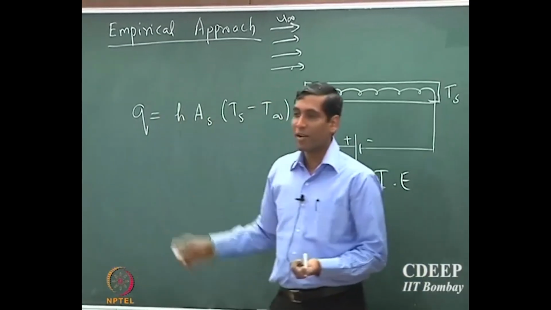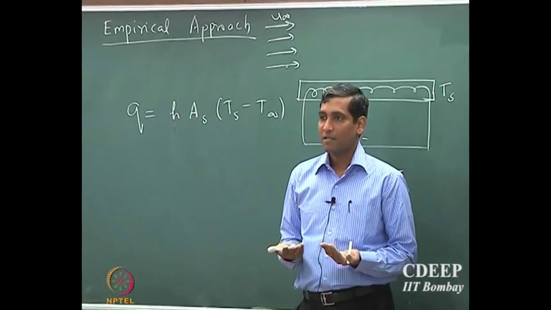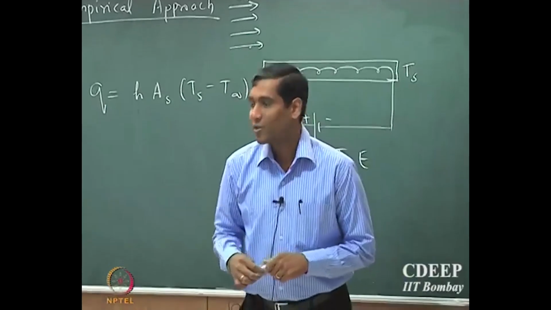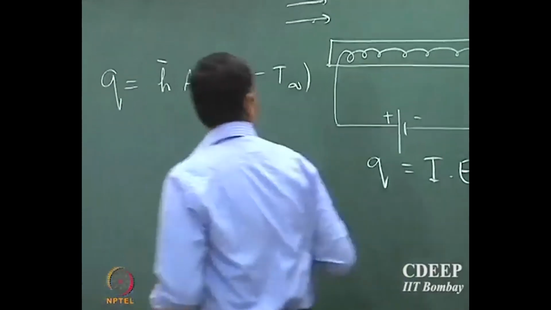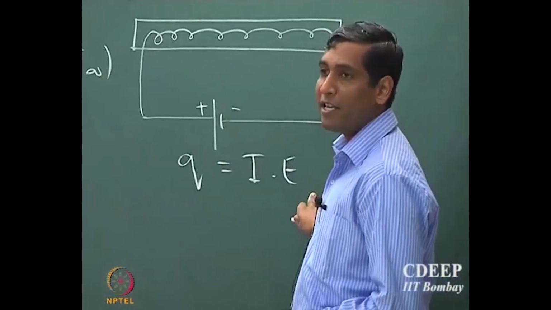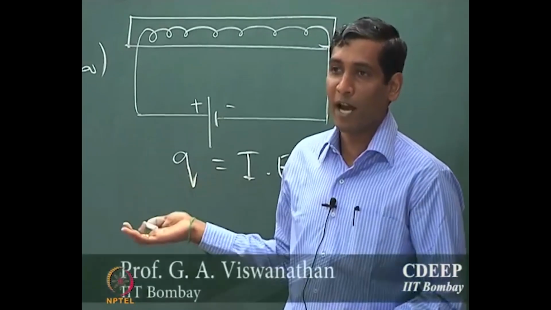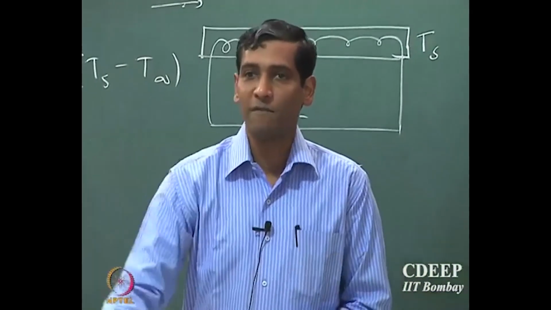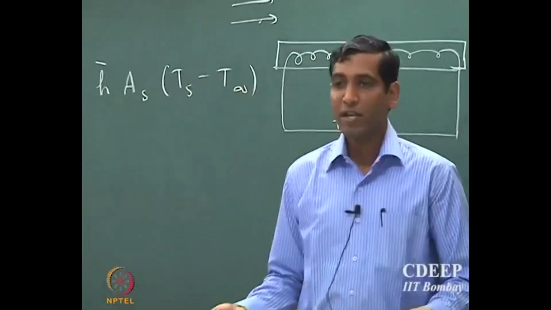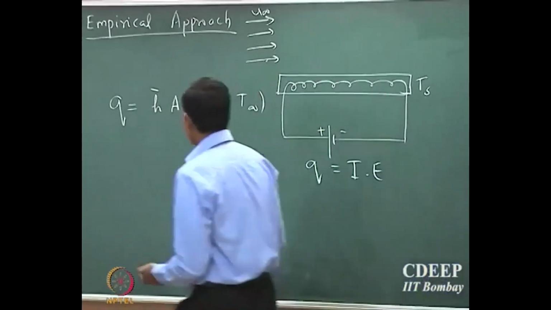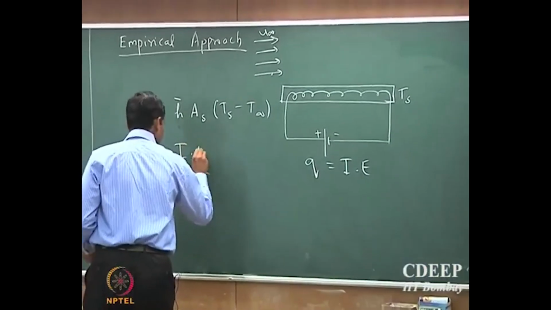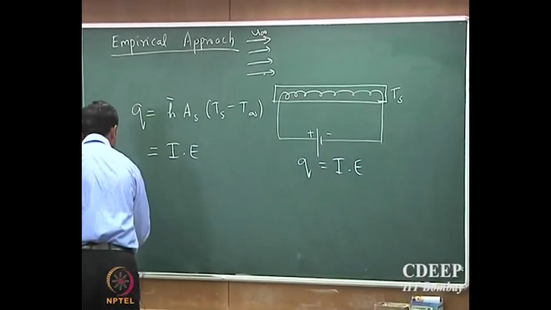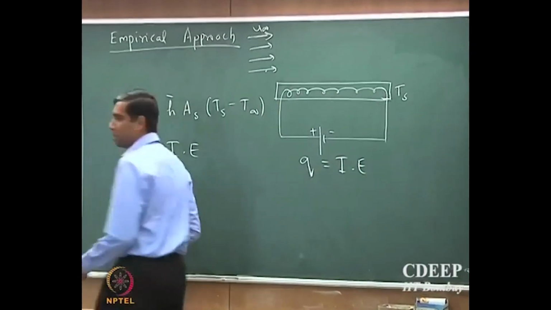So, should this H be average or local? Yeah, it should be average, because the amount of heat that you are supplying here is the total amount of heat that is supplied to the plate. So, if you want to look at the total amount of heat that is transferred from the plate to the fluid, you should actually use the average heat transport coefficient, okay. Then that should be equal to I times E. So, that is not difficult to see, okay. So, from here experimentally one could estimate H bar.